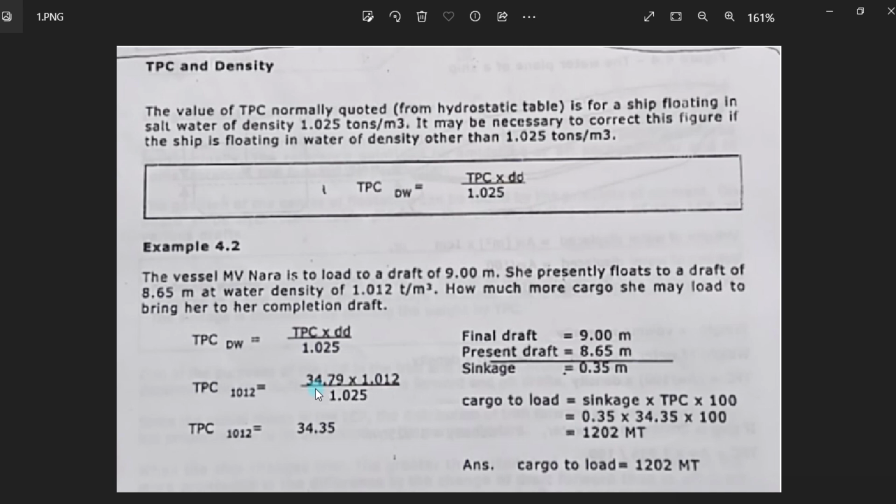This 34.79 is the TPC of 8.65. So we want to know the TPC of 1.012 brackish water. By this formula, the TPC for the density of 1.012 is 34.85, and I will show you how we can get this TPC.